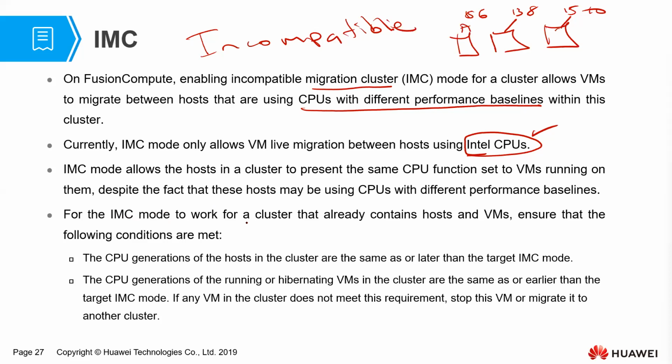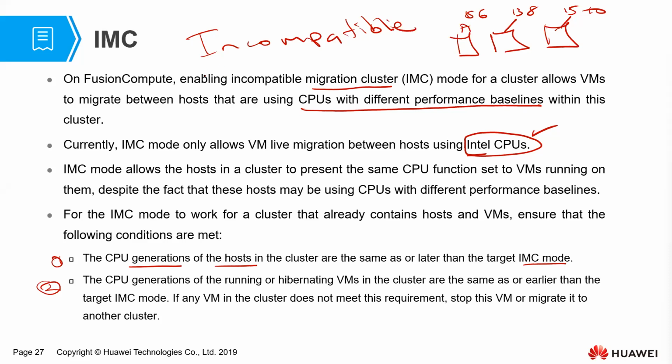For the IMC mode to work for a cluster that already contains hosts and virtual machines, ensure that the following conditions are met. The first condition: the CPU generation of the hosts in a cluster is the same as or later than the target IMC mode. Second, the CPU generation of the running or hibernating virtual machines in a cluster is the same as or earlier than the target IMC mode. If any virtual machine in a cluster does not meet this requirement, stop the virtual machine or migrate it onto another cluster.